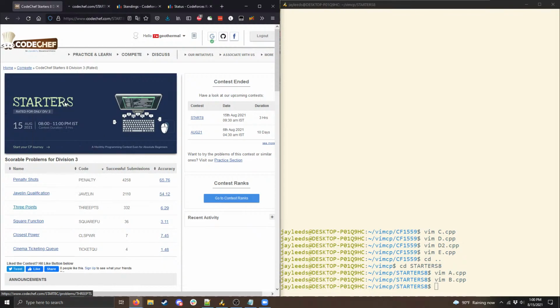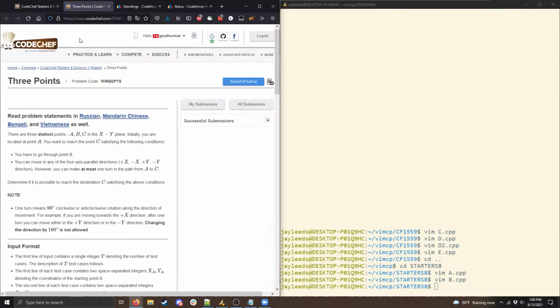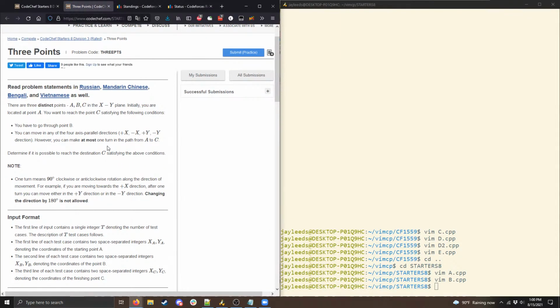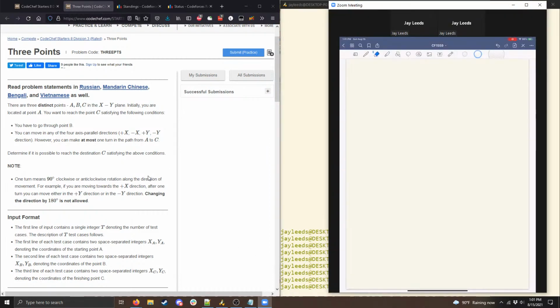All right. So the next problem is 3 points. We're given 3 distinct points in the XY plane. Initially, we're going to start at point A, and we want to reach point C while going through point B and while making at most one 90-degree turn. Okay, so finally, this is a problem where it's going to be helpful to draw things.